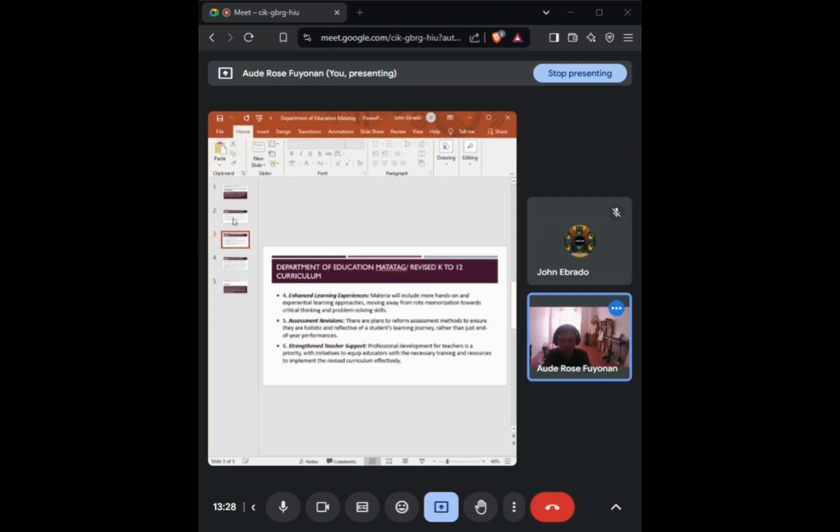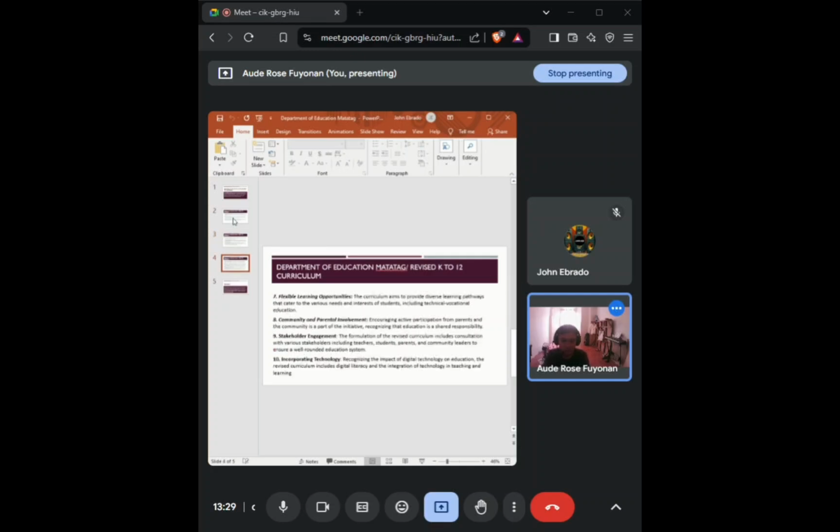Six is strengthen teacher support. So this is also the important part, which is supporting the teachers in their professional development. They must be properly trained, equipped with necessary resources, proper training, so that the implementation of the curriculum will be much more effective. Seven is flexible learning objectives.